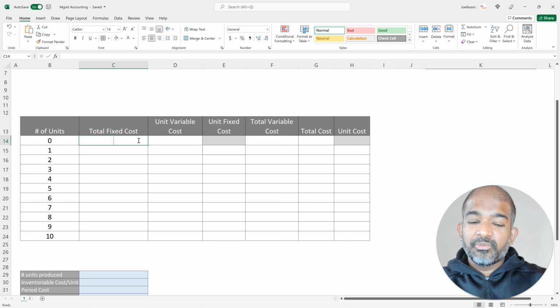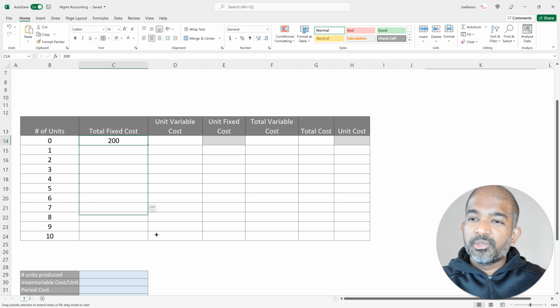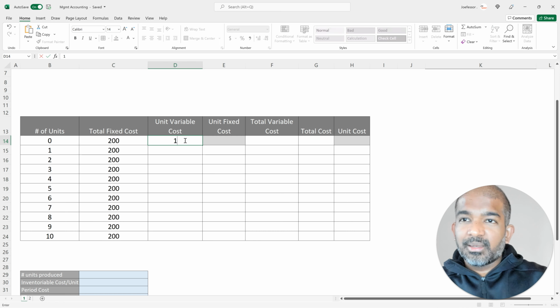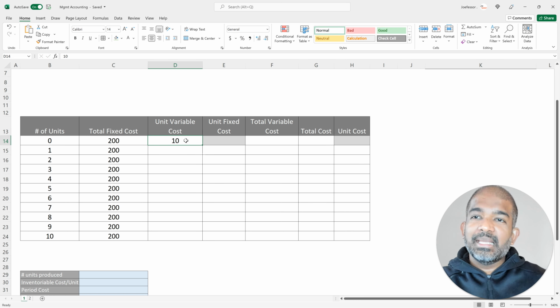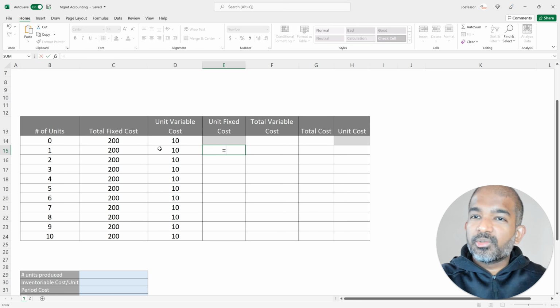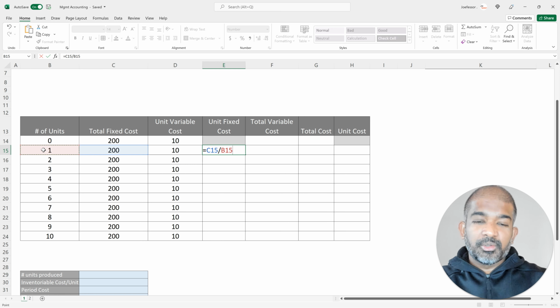Let's assume that the fixed costs are $200. So no matter how much you produce, you will still have to pay these fixed costs of $200. Let's say the unit variable cost of production is $10. Each unit you produce will cost you $10. Now we're going to calculate the fixed cost per unit. So I'm going to take my total fixed cost and divide that by the number of units being produced.